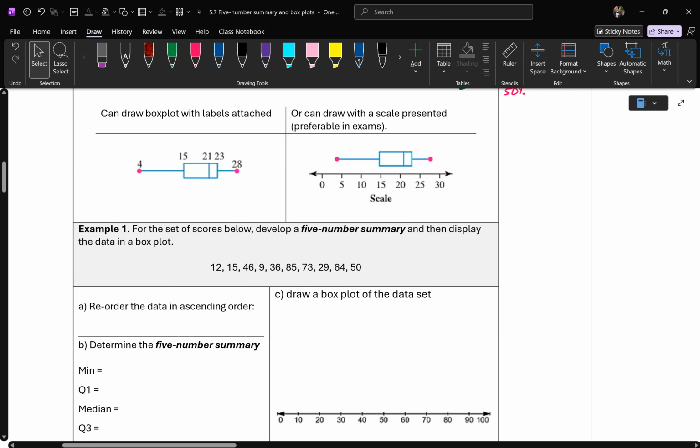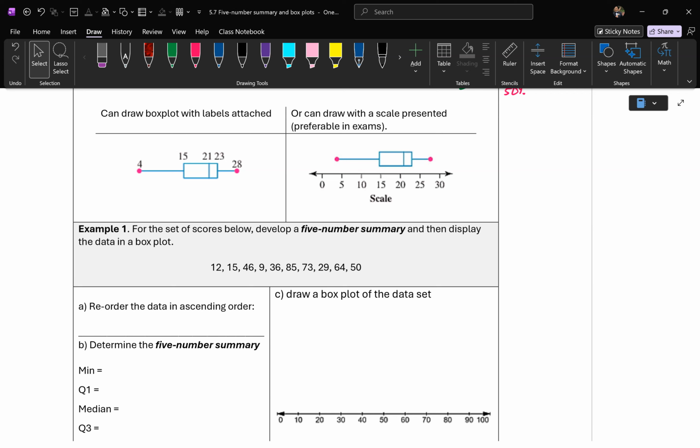For the set of scores below, I've got 12, 15, 46, 9. They're not ranked. So there is no throwing in my class. Get up out of your seat, burn some calories, throw it in the bin and come back. That's the way I want you to do it. So now you've got these random sets of data. There'll be some people on the extreme and some people on the bottom, maybe, but we want the majority of the data. So here we go. First step, reorder the data.